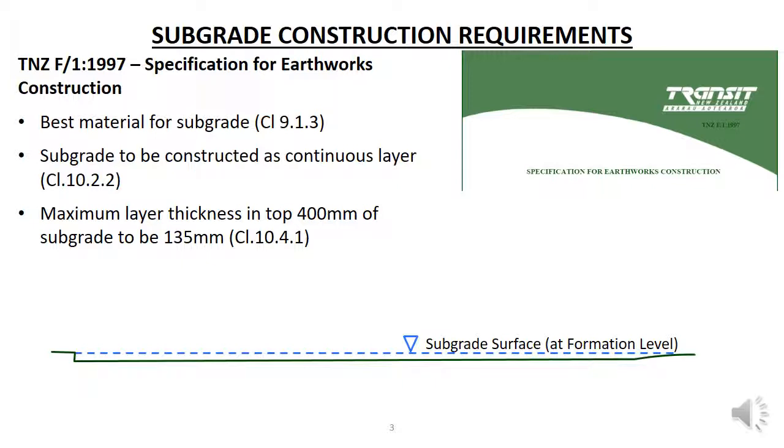The subgrade then needs to be laid in one layer. The maximum layer thickness for the top 400 millimeters of the subgrade is 135 millimeters, while the layers below can be no more than 200 millimeters thick. These thinner layers are more likely to be properly compacted. The top of the subgrade will experience the highest pressures in service, so they need to be well compacted.